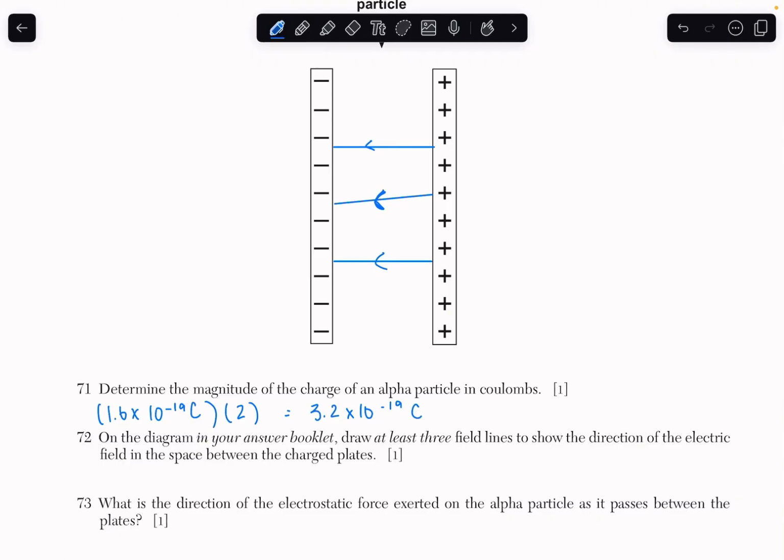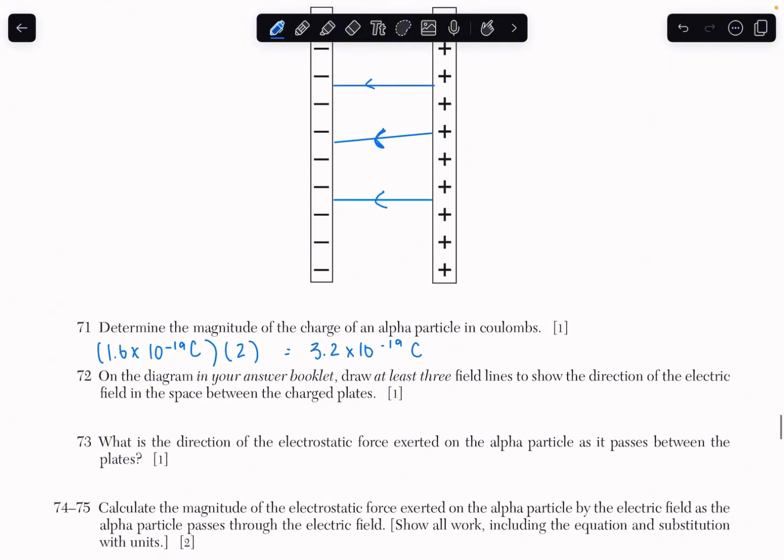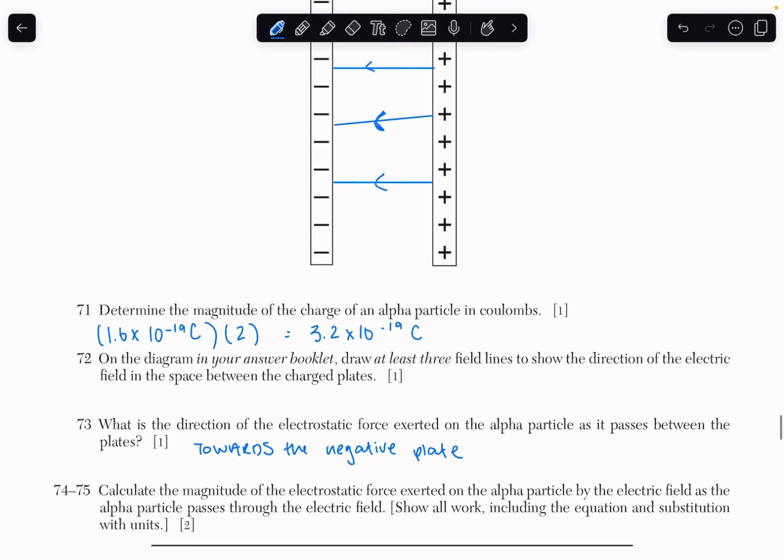And 73 is asking what is the direction of the electrostatic force exerted on the alpha particle as it passes between the plates. Once again, that is towards the negative plate. It's always going towards the negative from the positive.